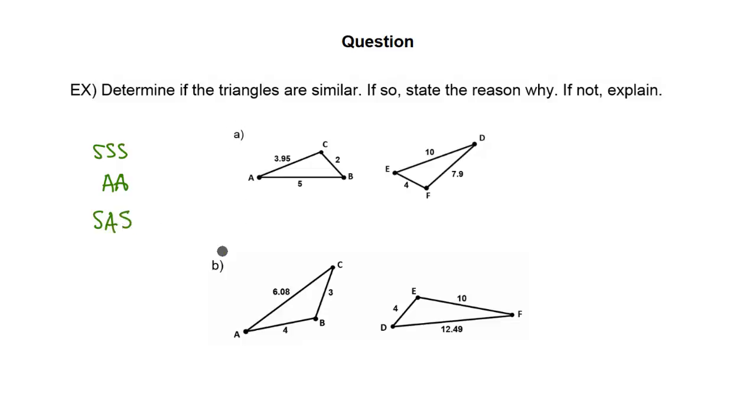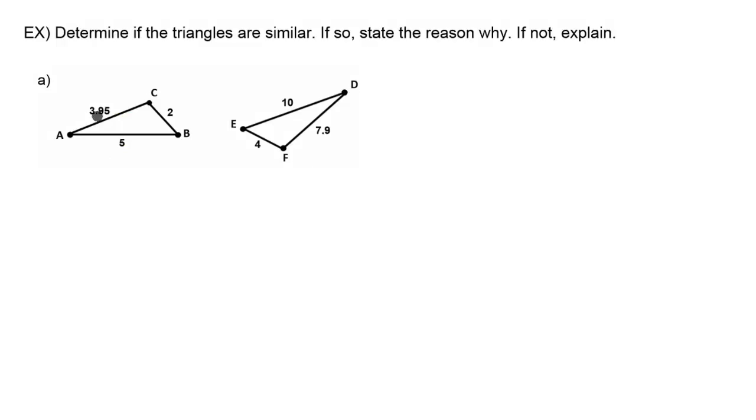And if you look at parts A and B here, you see that each of the triangles has all three sides. So the theorem that we're going to go with is side, side, side. Now it might work and it might not. So if we look at part A, we're given triangle ABC, and then we're given triangle DEF here. And we want to start matching up corresponding sides.